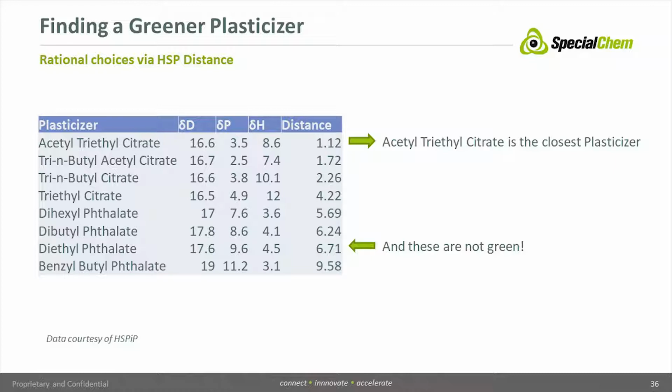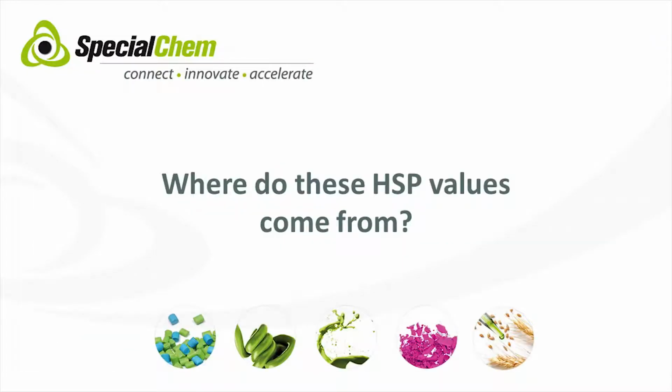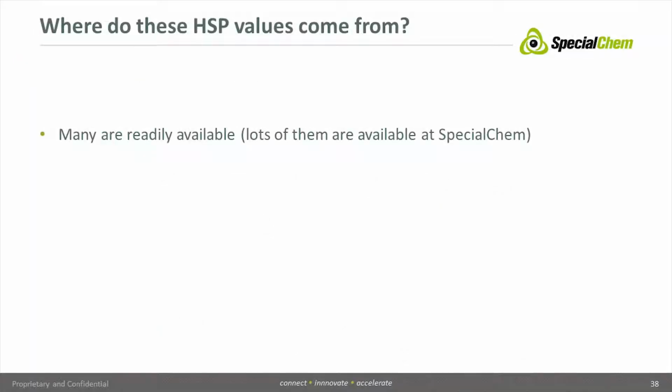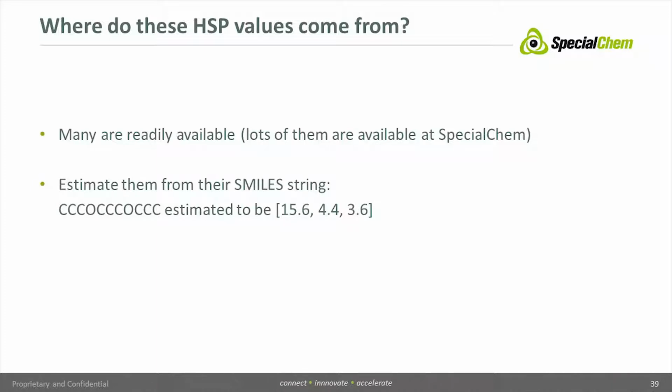Where do these HSP values come from? For common solvents and polymers, they are well known and readily available, and Special Chem are providing many values as a service. For many molecules, it is possible to use the so-called YMB method within the HSPiP software package to estimate the values from their SMILES strings. Special Chem has used this technique for its first generation of HSP values across its large database. But for many ingredients, you have to measure the HSP. I'll describe the classic method. Other methods, for example using inverse gas chromatography, are available.